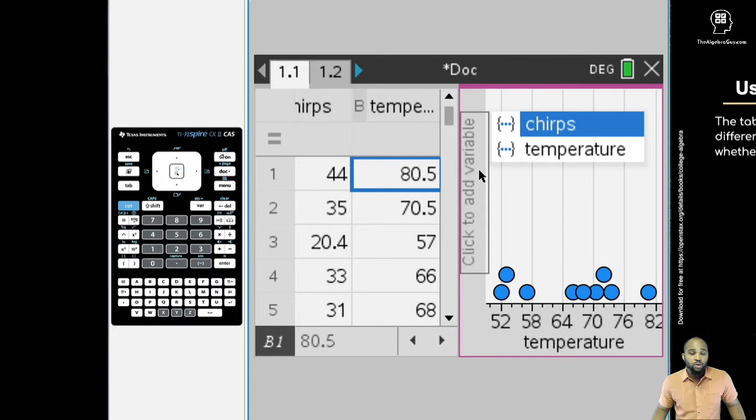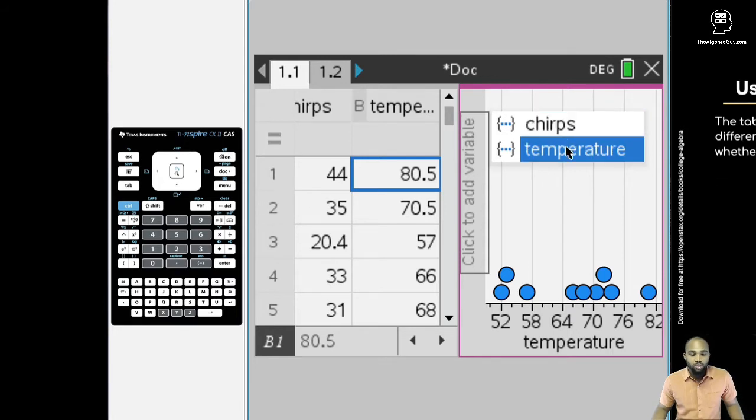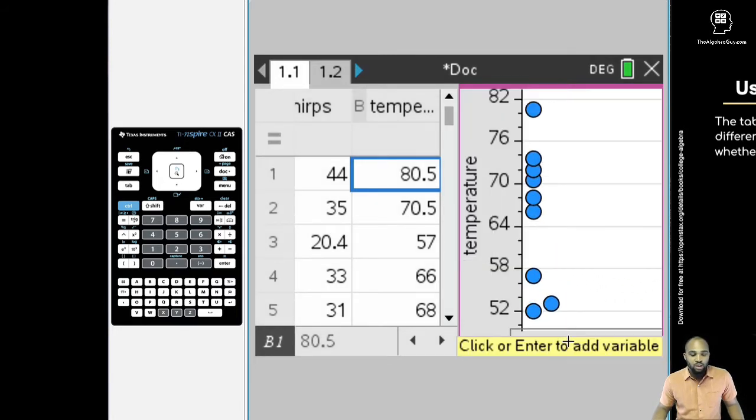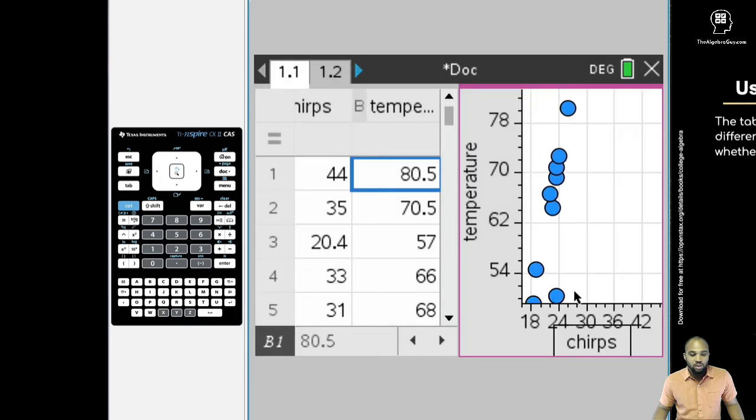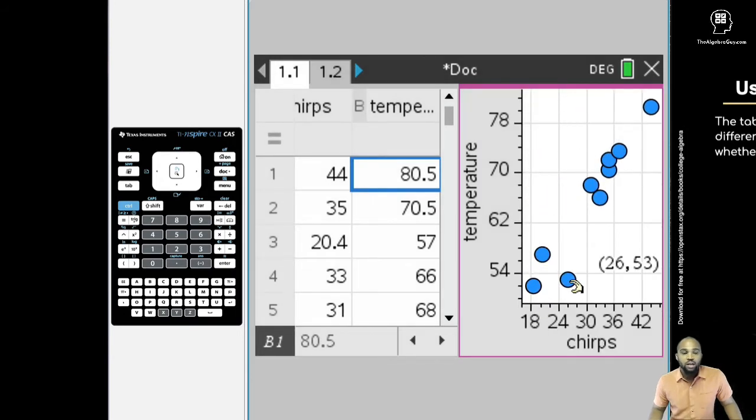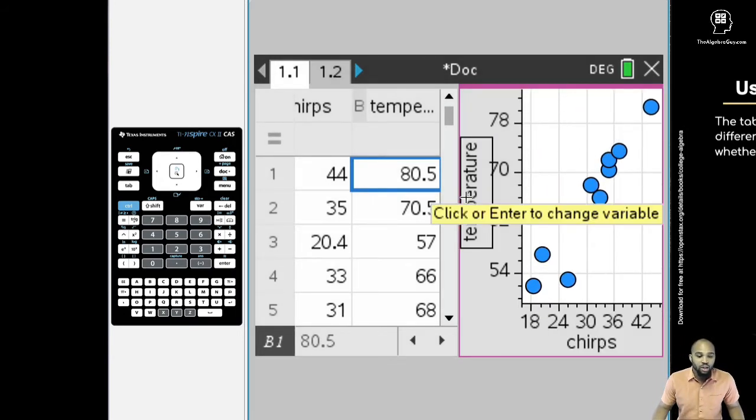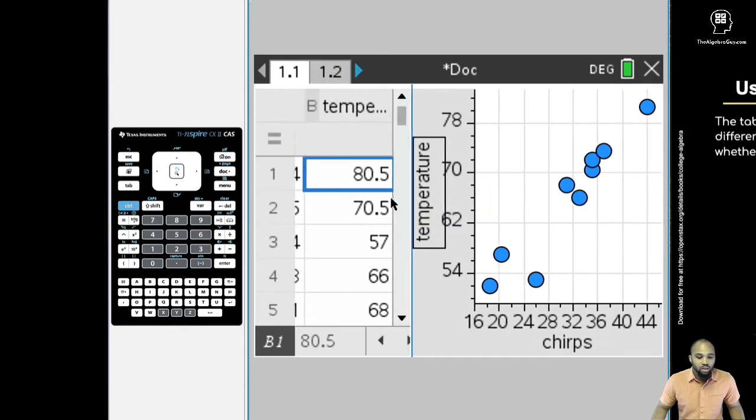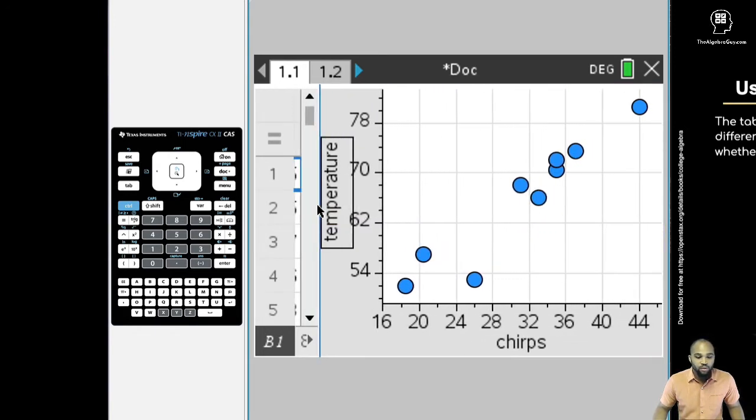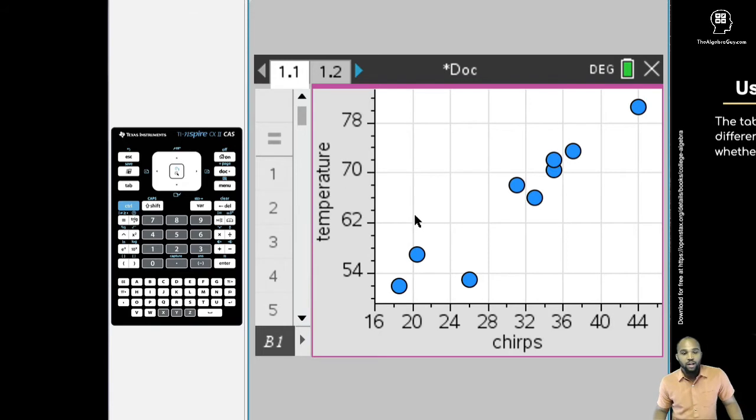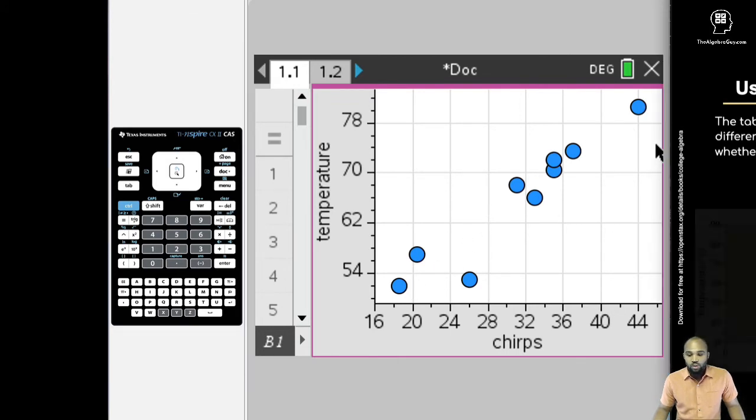This left side is going to represent our y-axis, which is our temperature, and the x is our chirps. And if we look at it, you can tell that they generally look like a line. Let me make it a little bit easier to see and pull that over. So you can see that it looks like a line. So the answer to the first question is yes, they are linearly related. So what is our next question?